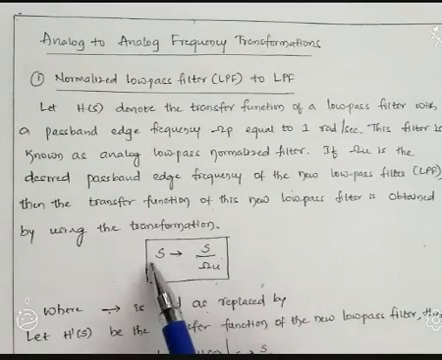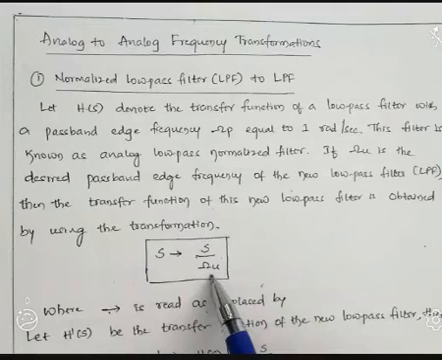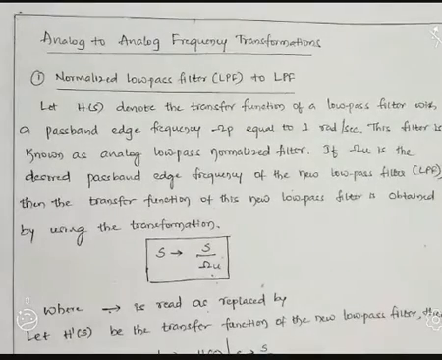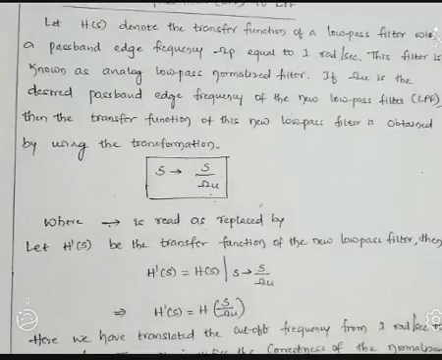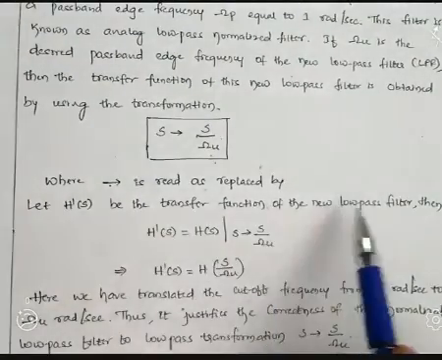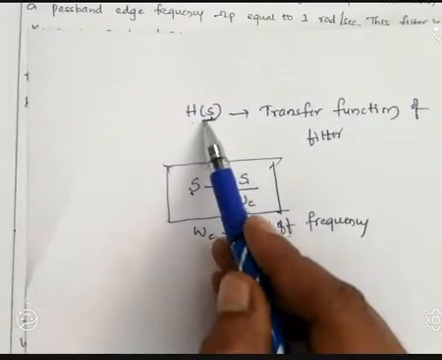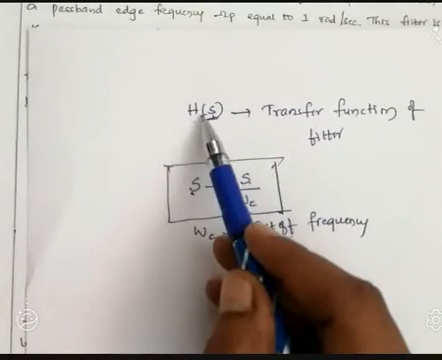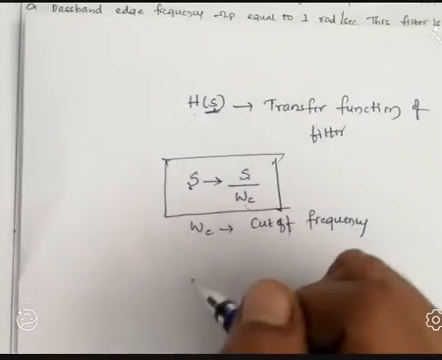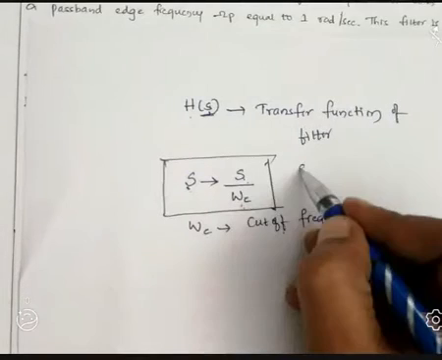The arrow mark indicates that it is read as replaced by. We read this arrow mark as S is replaced by S by omega u, or S by omega c. Before seeing it in terms of the diagram and the type of characteristics, let us see what we are doing. H dash of S is the transfer function of the new low-pass filter. H of S is the transfer function of the prototype filter, or normalized filter. Wherever S is there, that S is replaced by S by omega c or S by omega u.